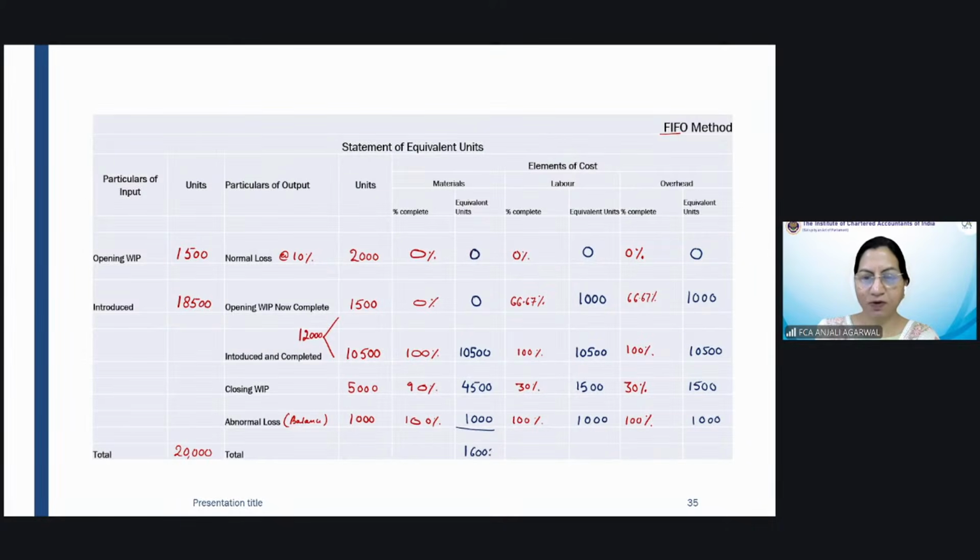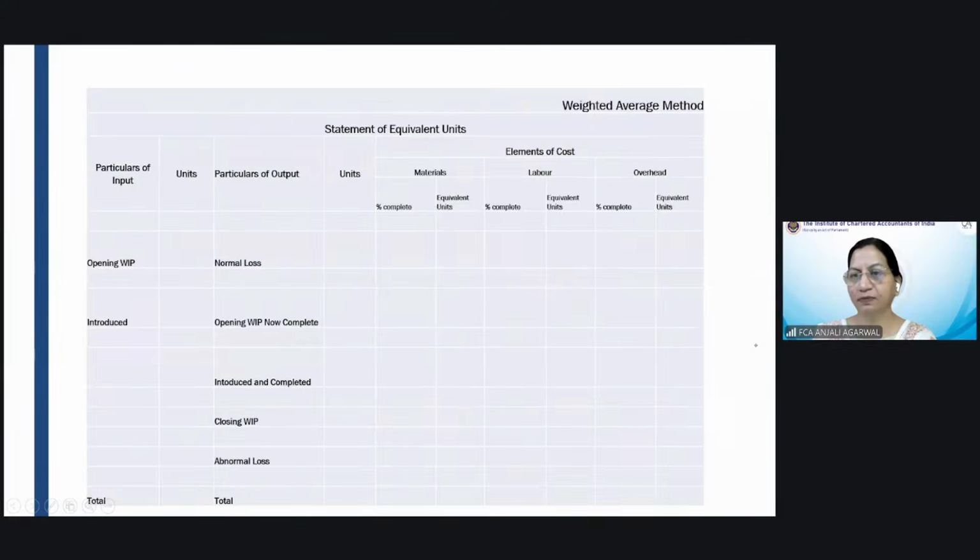So whatever will be the cost of raw material will be divided by 16,000. For labor: 10,500 plus 1,000, 11,500 plus 1,500, 13,000 plus 1, 14,000. So labor is 14,000 and overheads are also, you will check, 14,000 only.